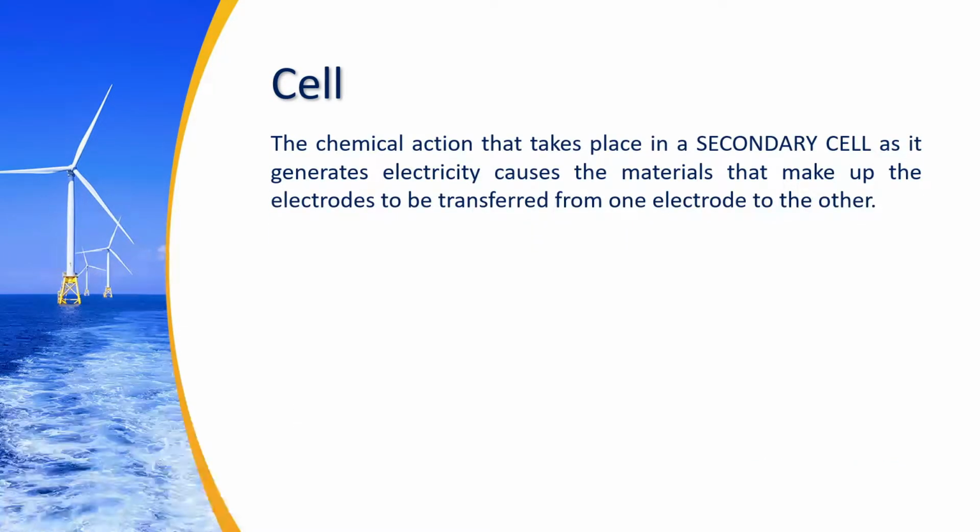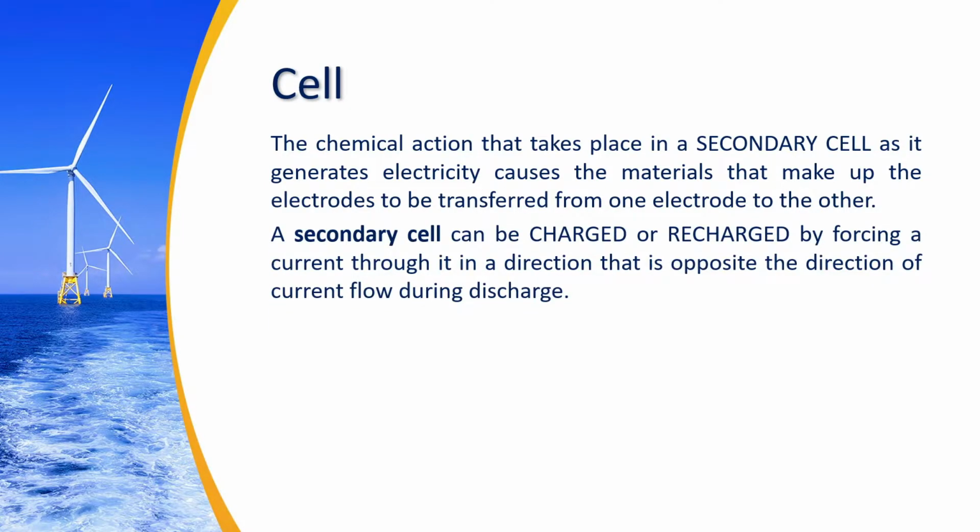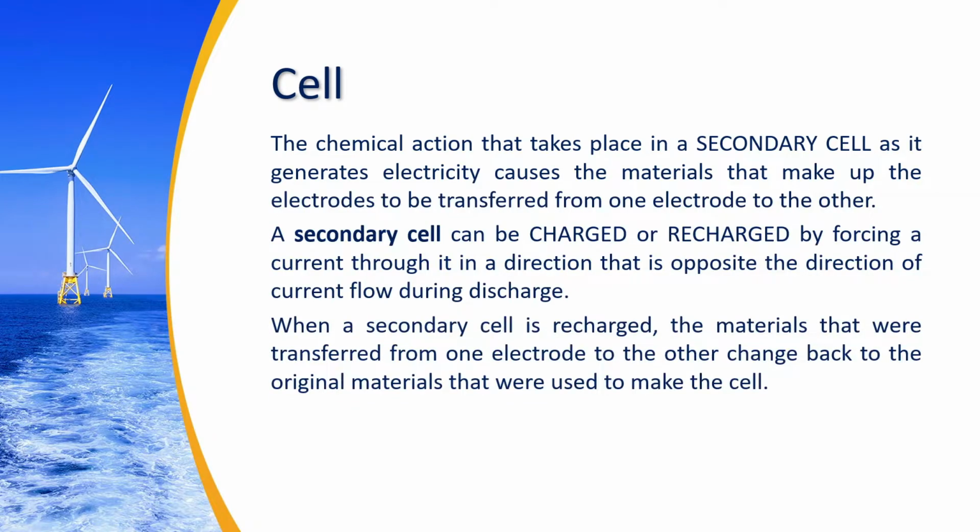Okay. So, the chemical action that takes place in a secondary cell as it generates electricity causes the materials that make up the electrodes to be transferred from one electrode to the other. So, a secondary cell can be charged or recharged. So, ito naman yung pwede. By forcing a current through it in a direction that is opposite the direction of current flow during discharge. So, when a secondary cell is recharged, the materials that were transferred from one electrode to the other change back to the original materials that were used to make the cell.